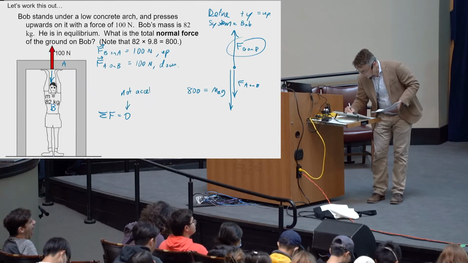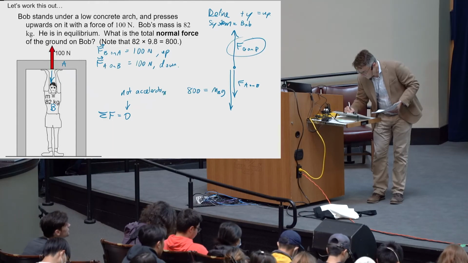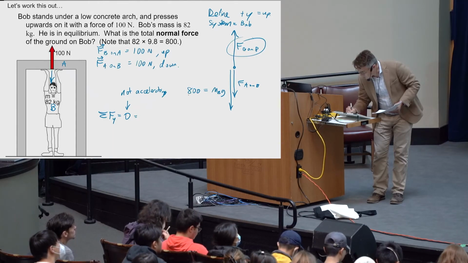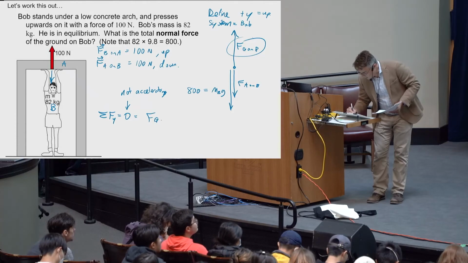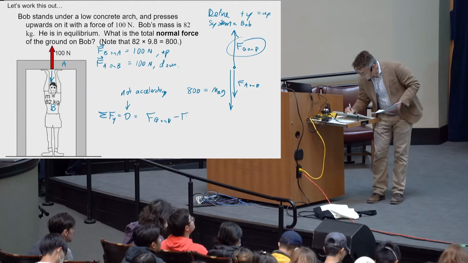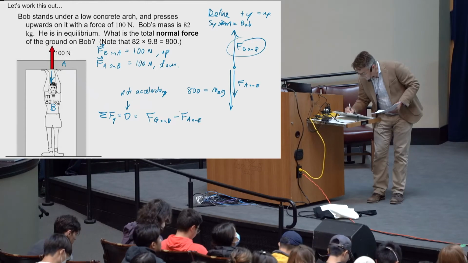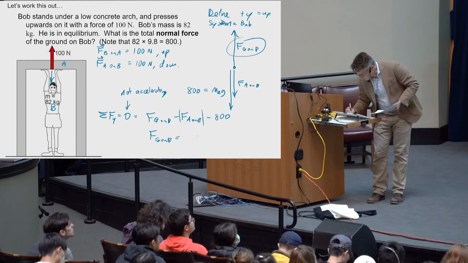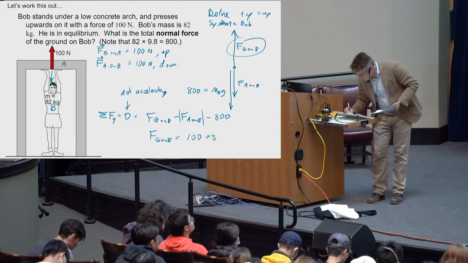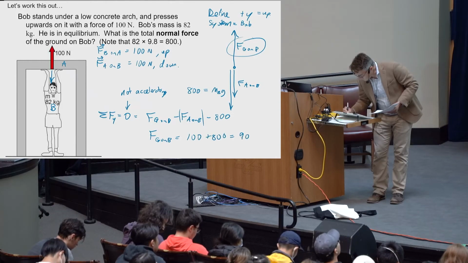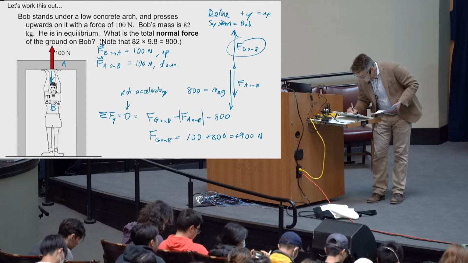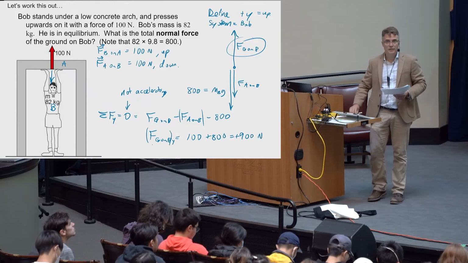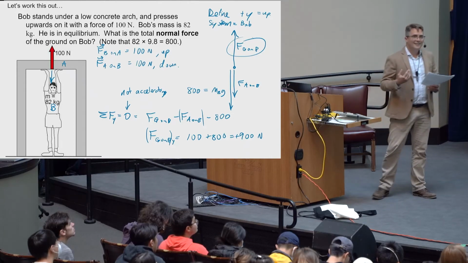And you just sum them all up. I'm going to do it in the y direction. So the upward one is just Fg on Bob, and then you minus the Fa on Bob, the magnitude of it, and minus the 800, I guess. So solve it out. Fg on Bob is equal to 100 plus 800, plus 900 newtons. This is in the y direction, so it's an upward force of 900.